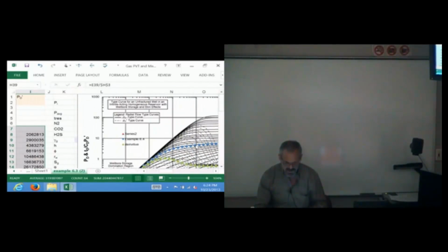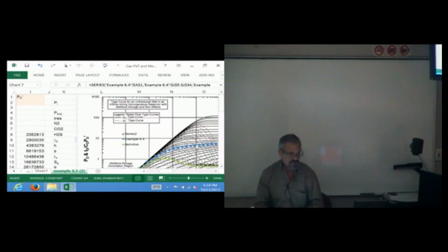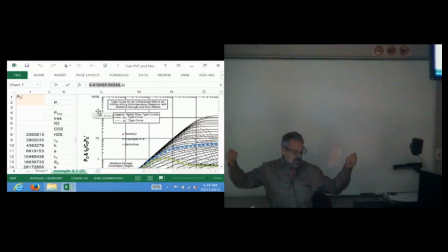Now, this XY series right here, I clicked on the pressure derivative. If you look at the bar, it says it's coming from example 6.4.1, right? Now, I am going to overwrite what it is. Do you see that? The only thing I'm going to leave is the comma 2. See, I've overwritten. You following along?